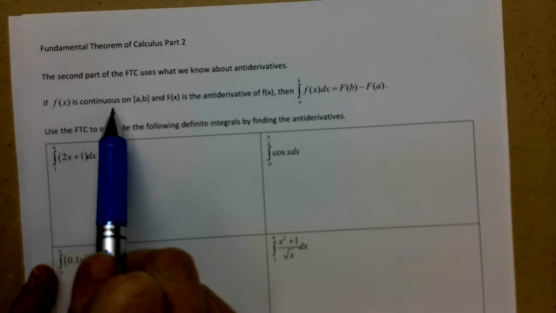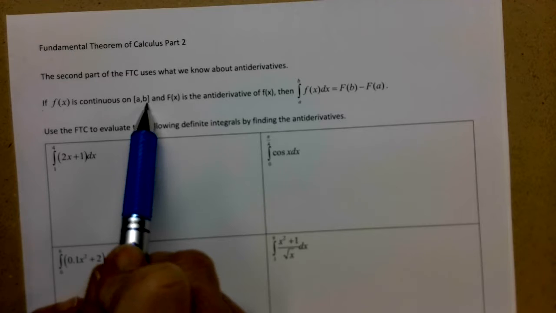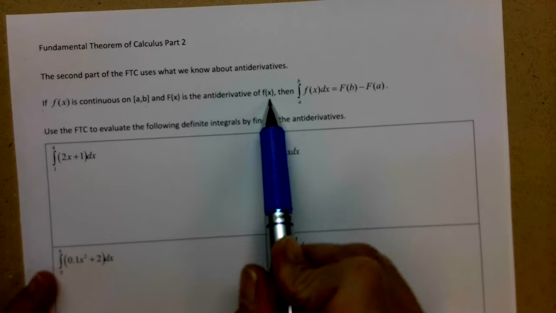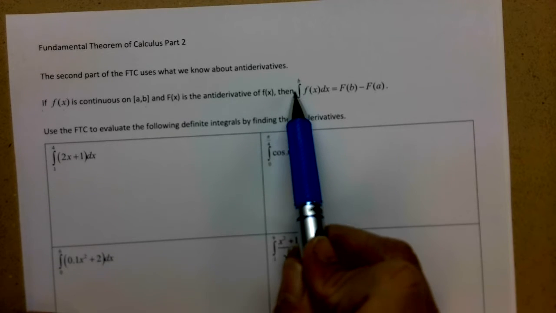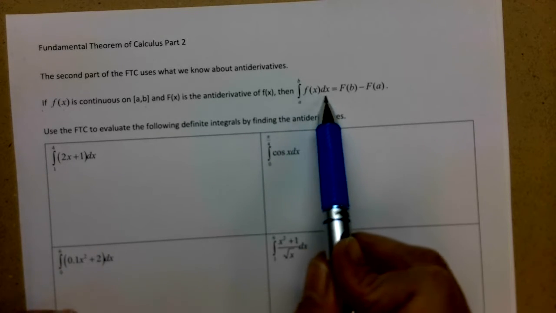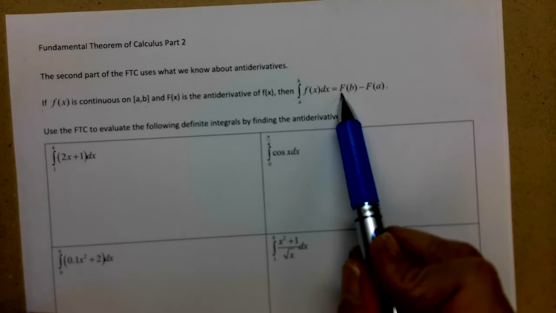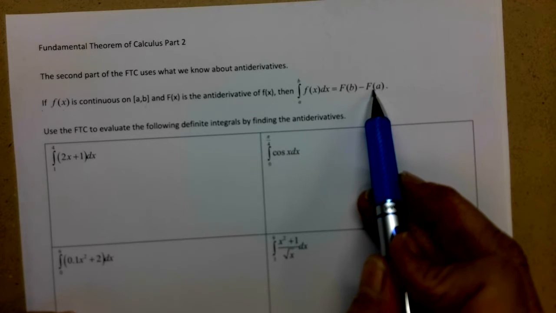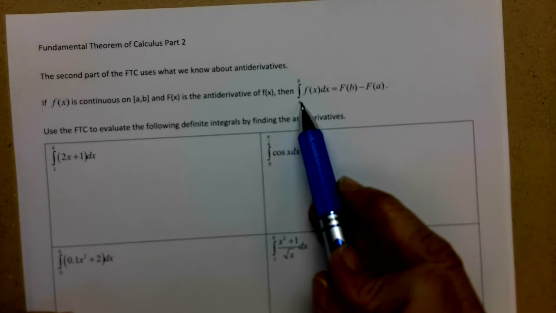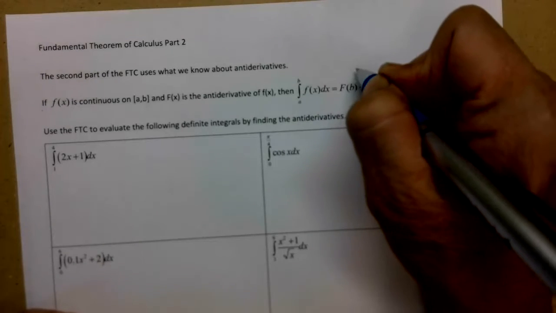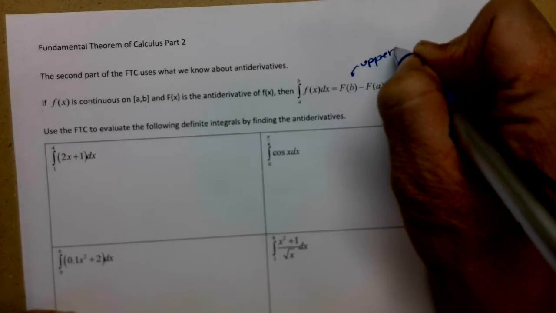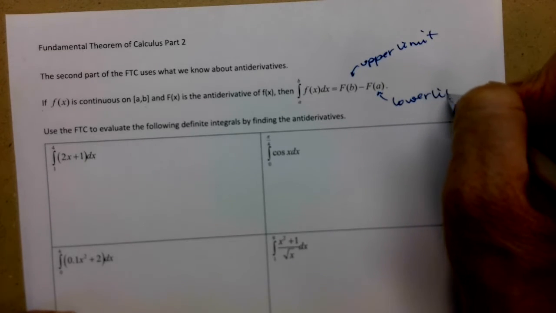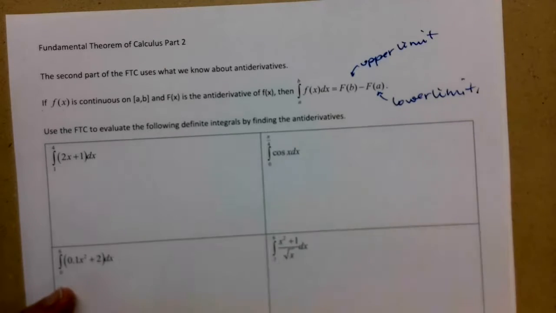If little f of x is continuous on this closed interval a to b, and capital F of x is the antiderivative of little f, then the integral from a to b of little f of x dx is equal to the antiderivative evaluated at b, where b is the top limit, minus the antiderivative evaluated at a, where a is the lower limit. So b is the upper limit, furthest to the right, and a is the lower limit. And then again, capital F is our antiderivative.